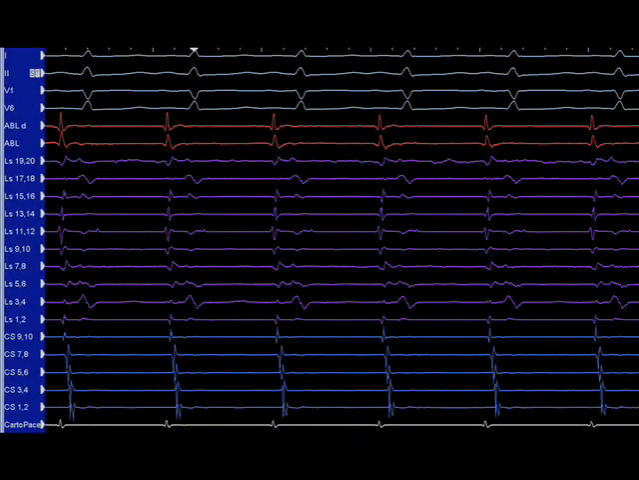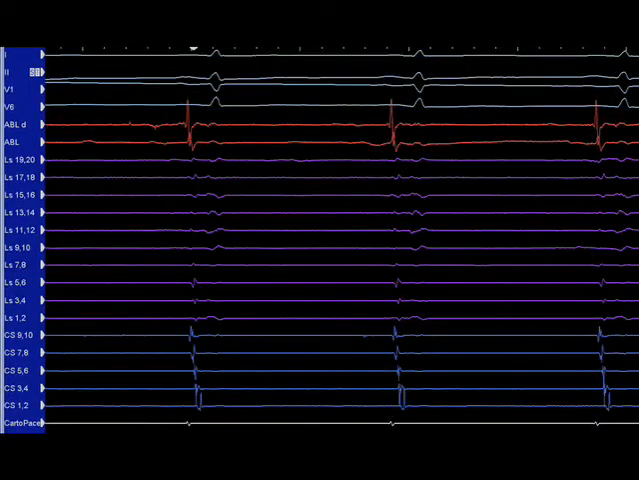Isoproterenol infusion is then given, starting at 2 micrograms per minute and up to a maximum of 20 micrograms per minute, to induce sinus tachycardia and premature atrial contractions, or PACs. All PACs, especially those that initiate atrial fibrillation, should be assessed and possibly mapped and ablated. After the isoproterenol is stopped, exit and entrance block is reassessed in each vein. Some operators may also choose to give adenosine boluses to assess for electrical reconnection of the pulmonary veins.